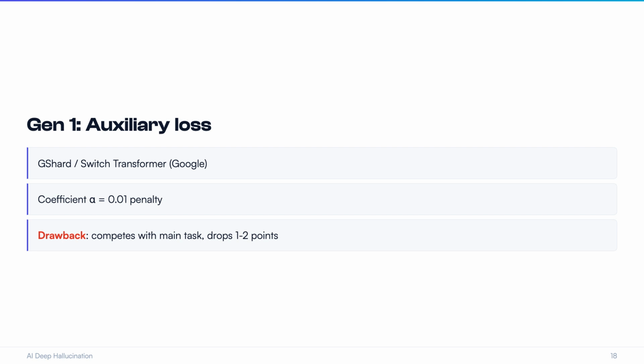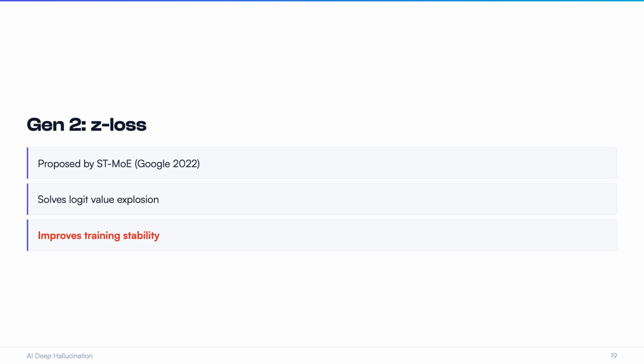Gen 1 is G-Shard and Switch Transformer, both from Google's batch of foundational MoE papers. Add an auxiliary loss, stack a penalty on top of the main loss to force the router to distribute evenly. Coefficient 0.01. Sounds like that penalty would fight with the main task. Right? Drags quality down by 1 or 2 points.